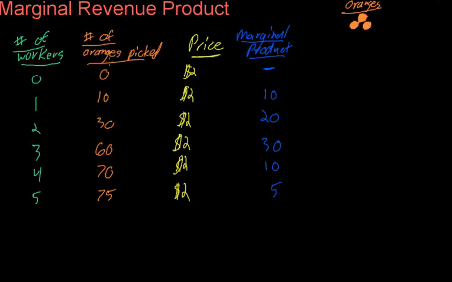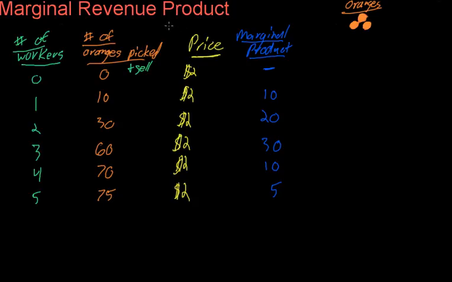So if we hire 0 workers, we are going to pick and then also sell, so I should put "and sell" here, 0 oranges. If we hire 1 worker, we will pick and sell 10 oranges. 2 workers, 30 oranges. 3 workers, 60 oranges. 4, 70. 5 workers, 75 oranges.